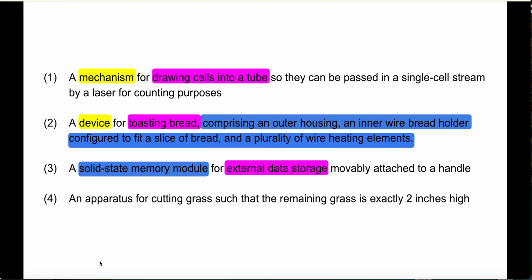Let's talk about number 4. Number 4 does include a nonce term, an apparatus, and then it tells us what it's for. It's for cutting grass. But the rest of the claim does not introduce sufficient structural language to avoid invoking 112F. It continues to tell us what this apparatus does, rather than telling us more about what it is. So overall, in these examples, example 1 and example 4 would invoke 112F.